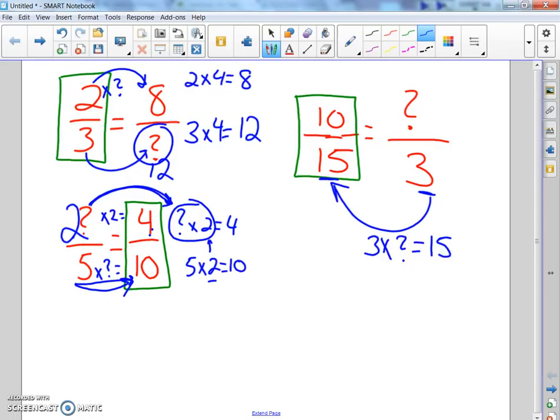I'm trying to find out what times 3 gets me to my big number. And I know that that's 5. So 3 times 5 equals 15. That tells me my pattern. Going this direction, I'm multiplying by 5. 3 times 5 is 15. So again, if I do that upstairs in the numerator, what number, I don't know yet, but I do know the pattern, I'm multiplying by 5, will get me to a 10.